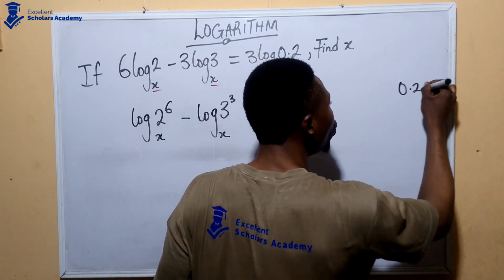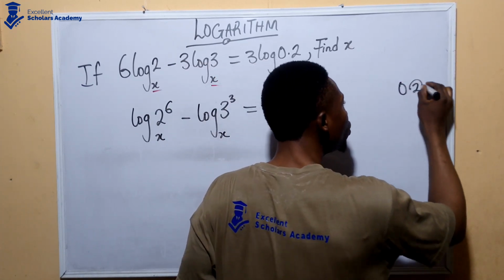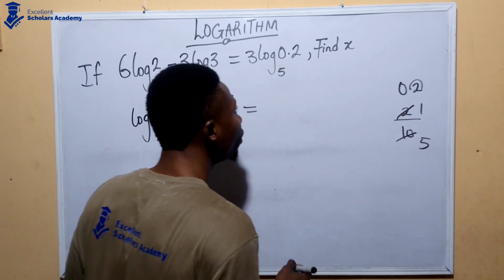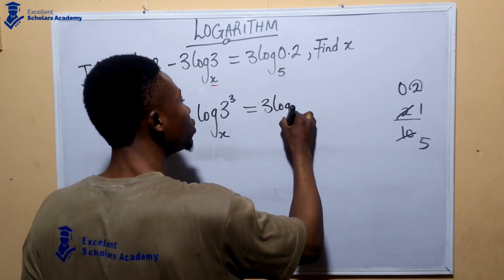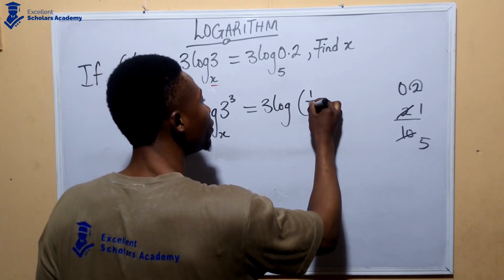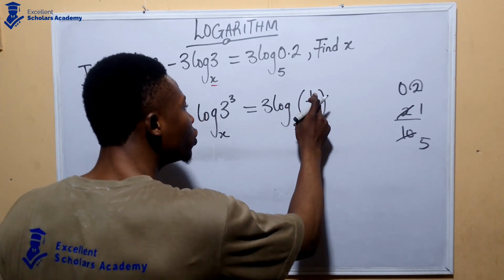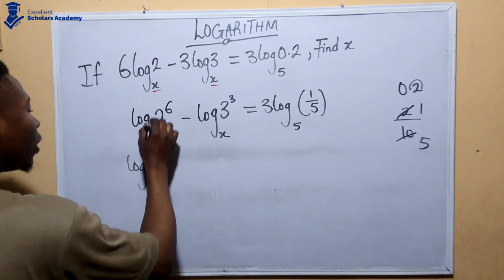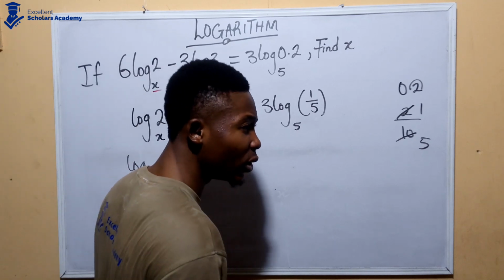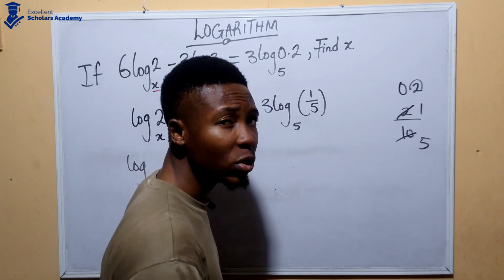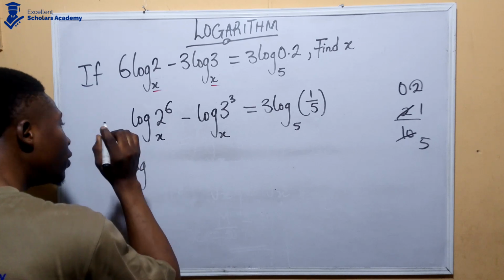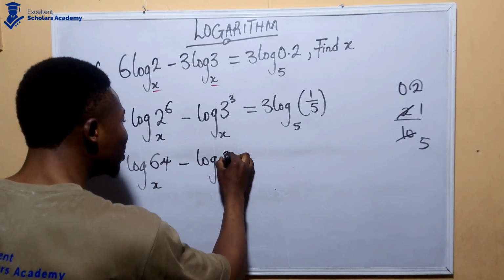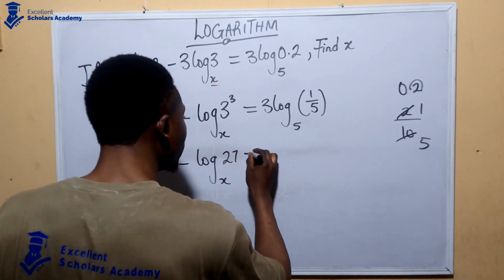Let's convert 0.2 to a fraction. This is going to be 2 over 10. All right, so 2 here goes 1, 2 here goes 5. So this is also 3 log 1 over 5 base 5. Of course, you know that 1 over 5 can be expressed as 5 to the power of minus 1. So now this becomes log 2 to the power of 6, which gives us 64, because 2 times 2 times 2 times 2 times 2 times 2, in 6 places, gives us 64. So this is going to be log 64 base x minus log 27 base x, is equal to 3.